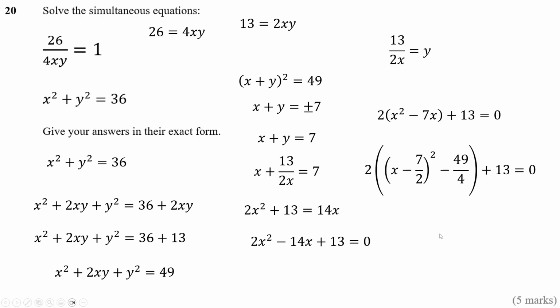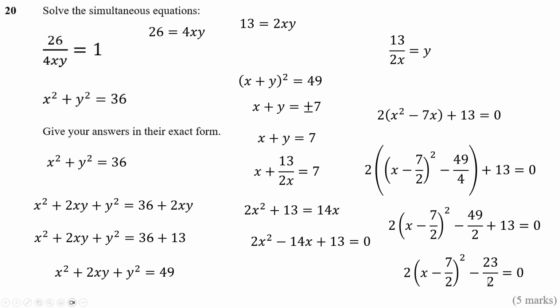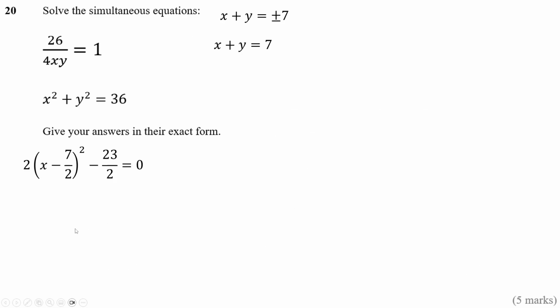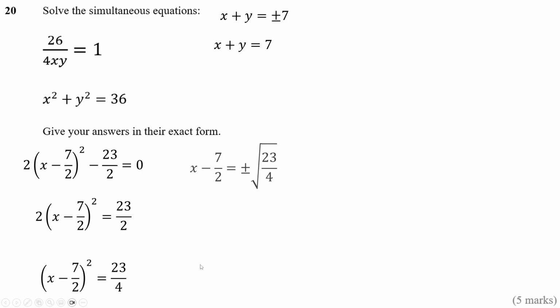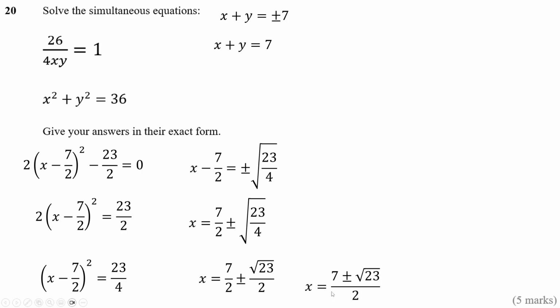Distribute the 2 to get this, and then this is 26, so take minus 49, add 26, so that's minus 23 over 2. Add 23 over 2 to both sides to get that. Divide by 2 to get 23 over 4. Square root both sides to get this, and then add the 7 over 2 to get that. Root 4 is just 2, obviously. So you have this, and then just bring them together to get that. And I'm sure you knew how to do that, hopefully.